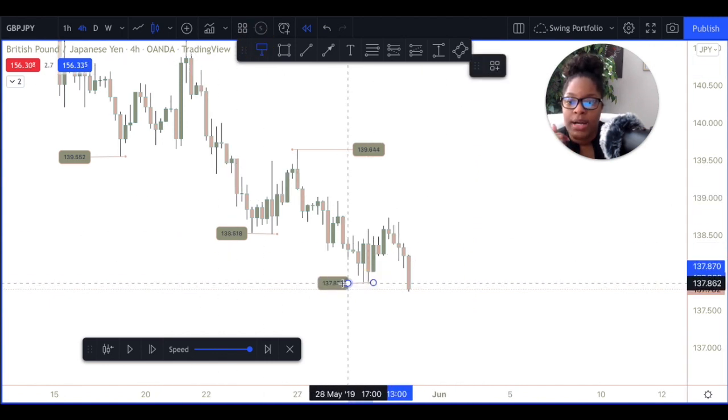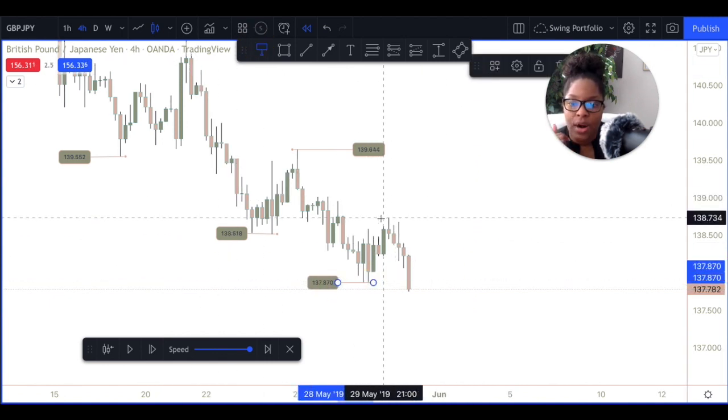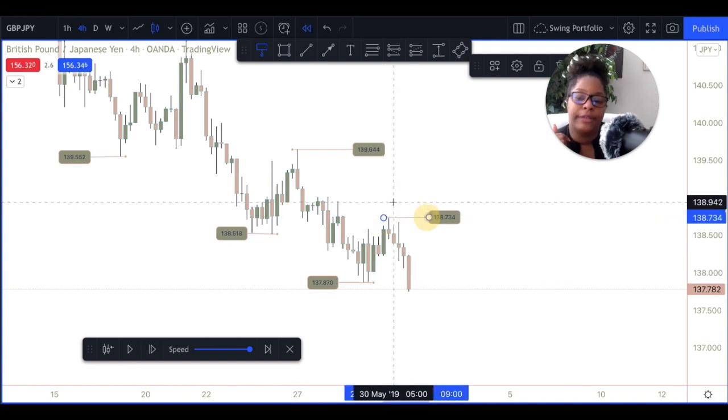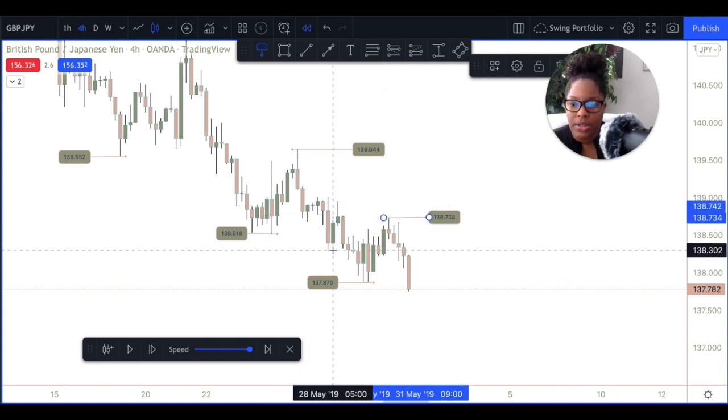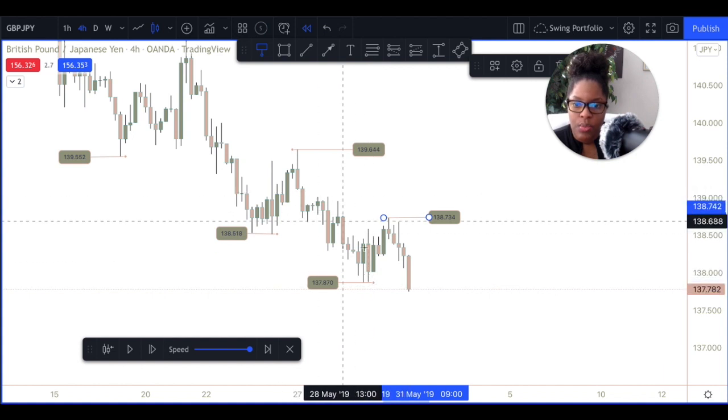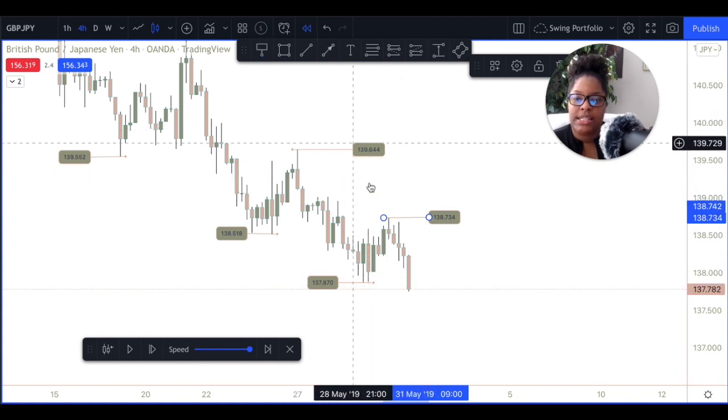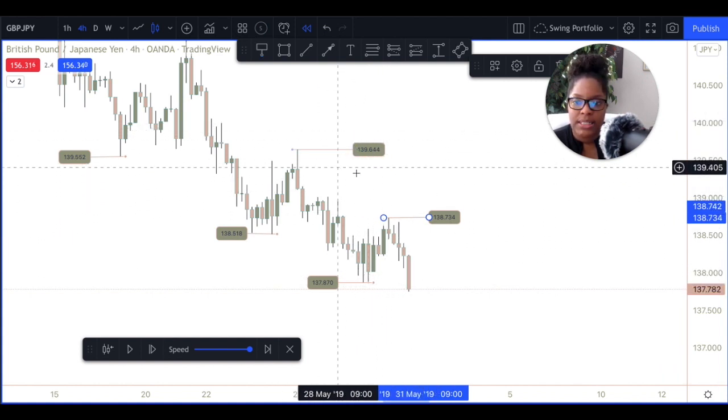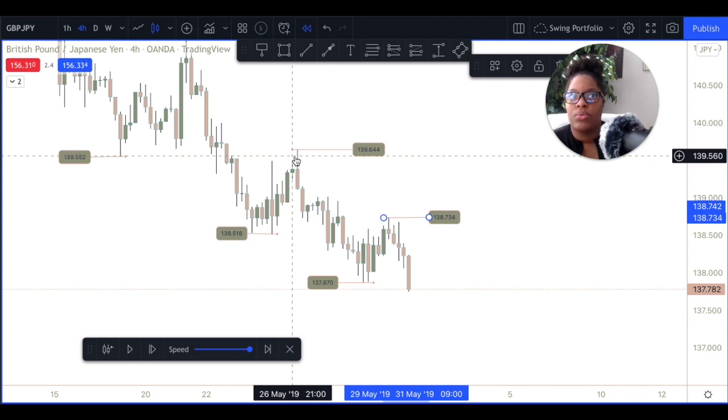And this is what I like to teach. I call this a narrow trend. Okay, so she did have a minor fluctuation within this area. She still stayed below 139.644. So now what you should be getting used to is how price is making lower lows and lower highs.